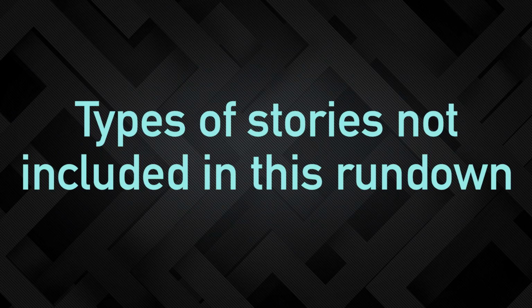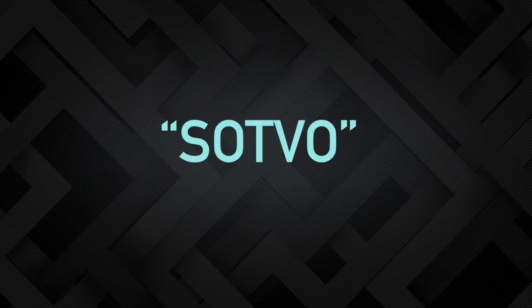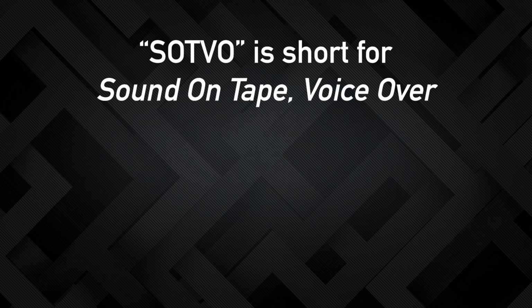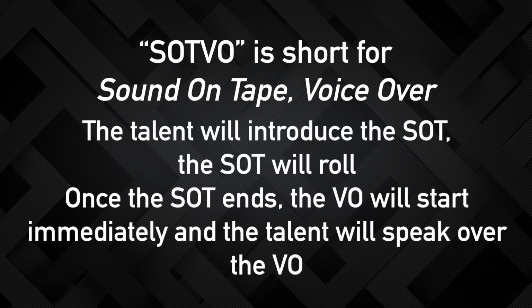There are a few types of stories that weren't included in this rundown. The first is a SOT-VO. SOT-VO is short for sound on tape voiceover. As you learned before, sound on tape is typically a quote from someone. This means that the talent will introduce the video clip and then the SOT will roll. Once the SOT ends, the VO will start immediately and the talent will speak over the VO video.